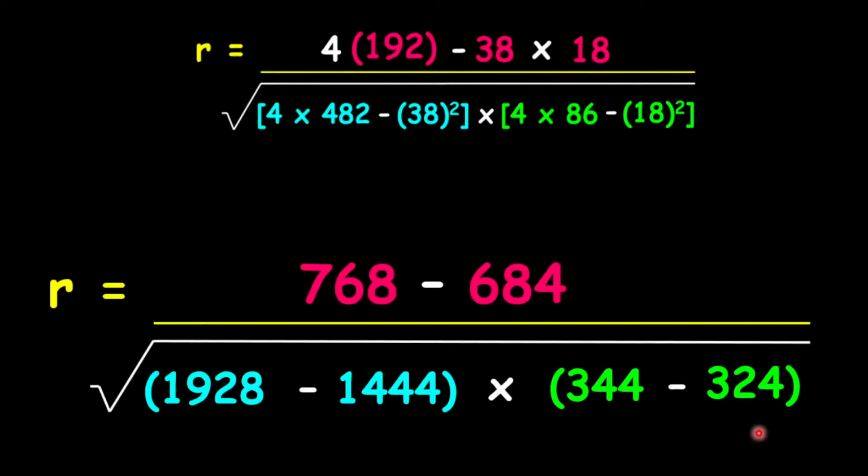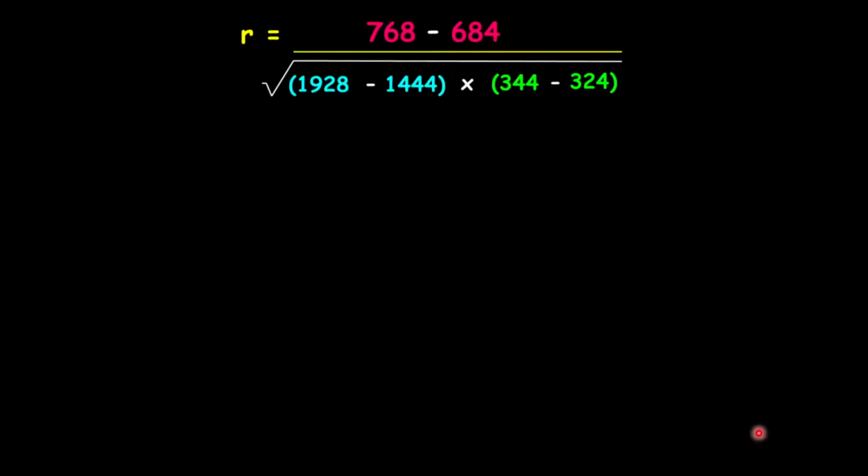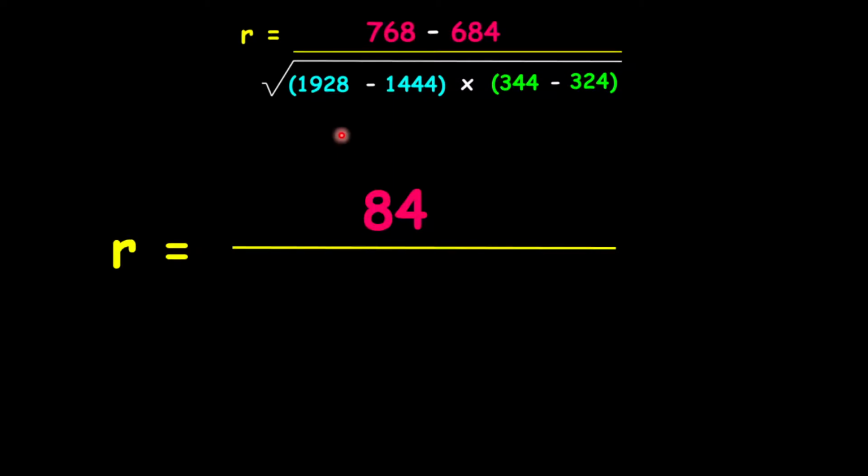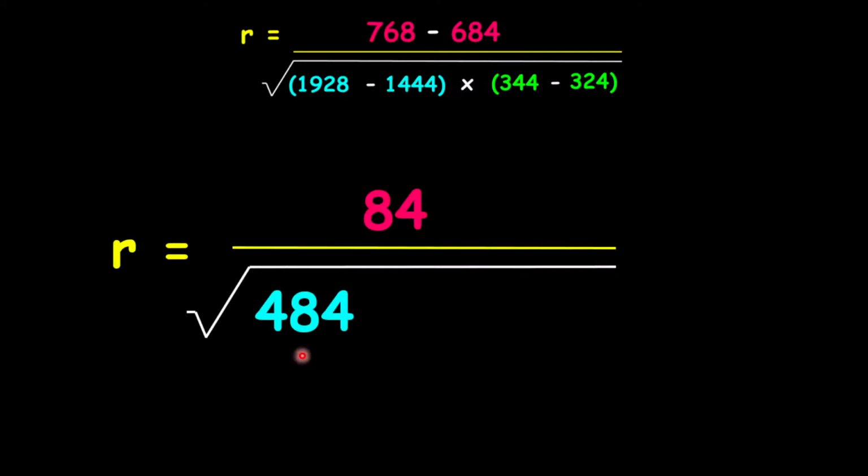Again, let us keep on working out the different portions of the equation. The equation is there to remind you. R will be equal to 84, because 768 minus 684 is 84. And then let's work out this part in blue. That will be 484 multiplied by 20, because once you subtract 324 from 344, you get 20.